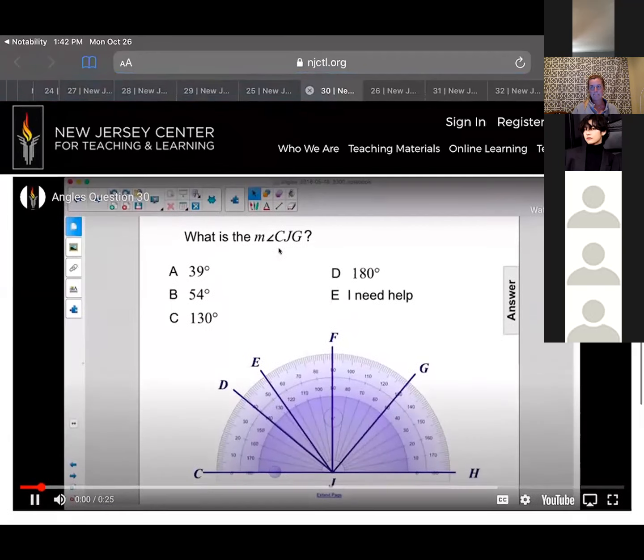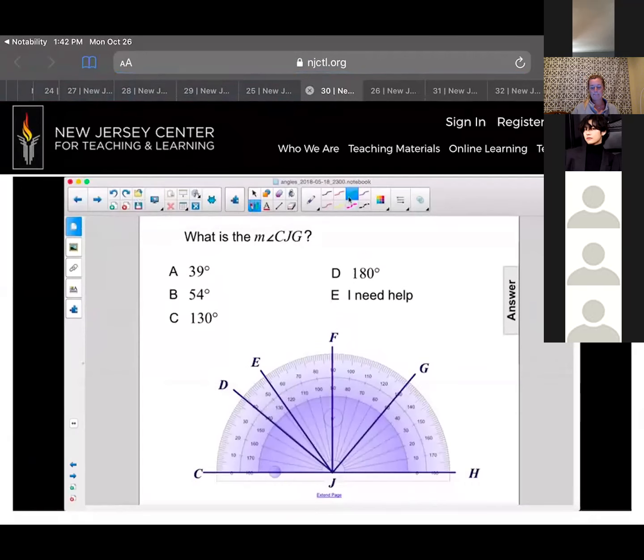What is the measurement of angle CJG? CJG is the angle that goes all the way like that. So this angle from here to here. And it goes from 0 all the way over to 130. So the answer is C.